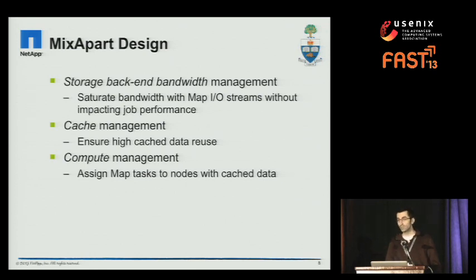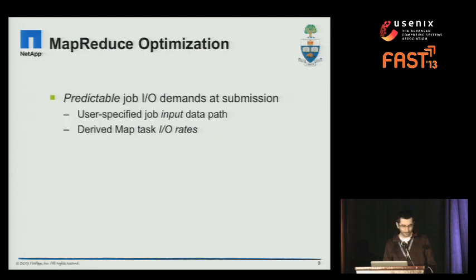Second, because we have a cache, we need to manage the cache efficiently. So we need to ensure high data reuse. And third, we need a way to assign computation to nodes that store cache data. So remember the predictability of I/O demands insight.